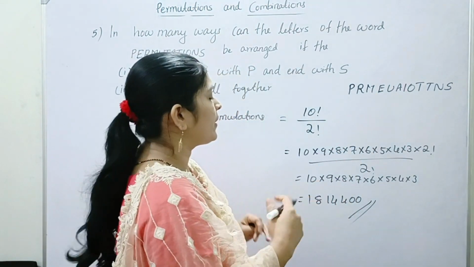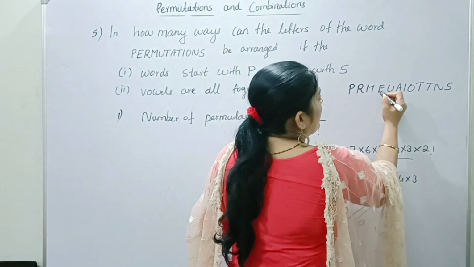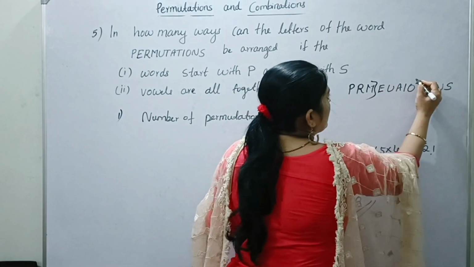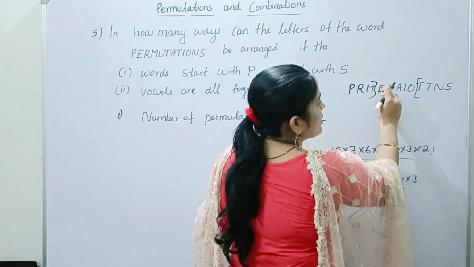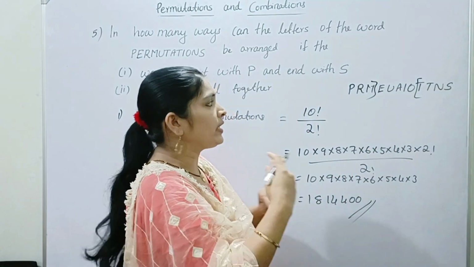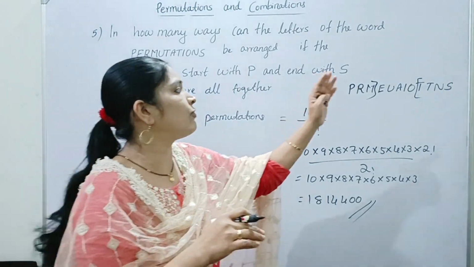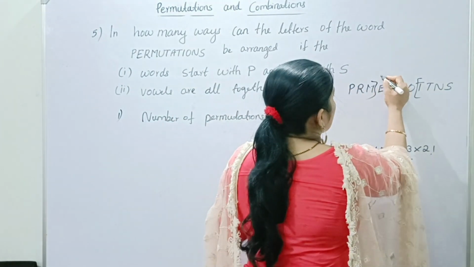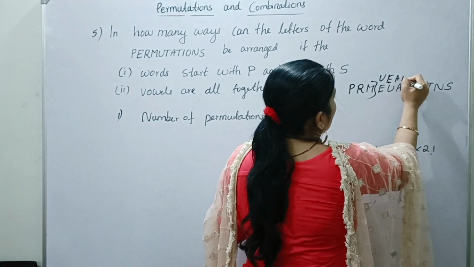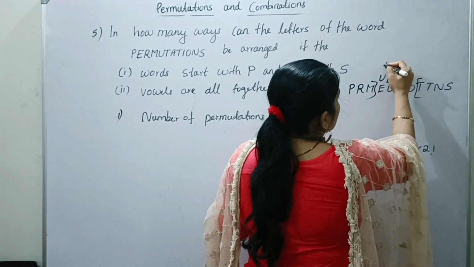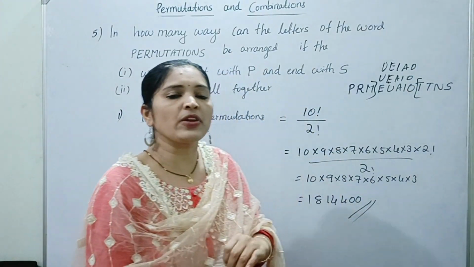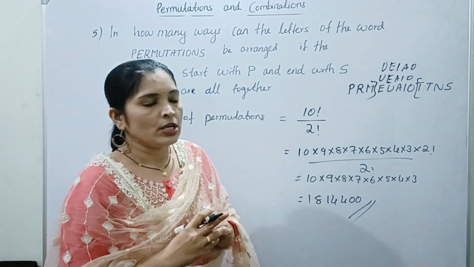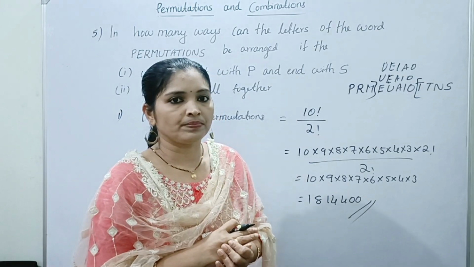Okay. So here, first, let the vowels stay here. We can arrange these vowels also. So in how many ways can we arrange these vowels? Sometimes this will come here, E, I, O. Sometimes this will come here, I, A, O. So in how many ways can we arrange the vowels? That also we will find first.